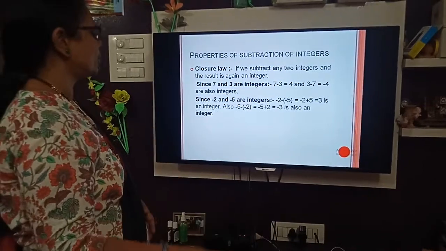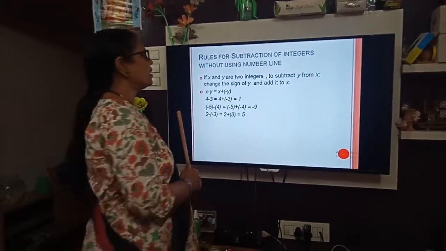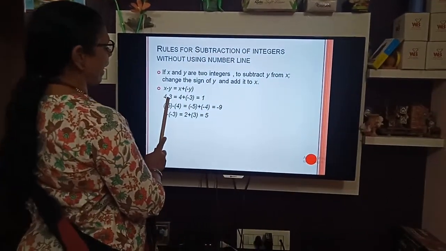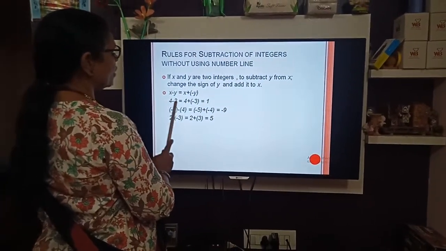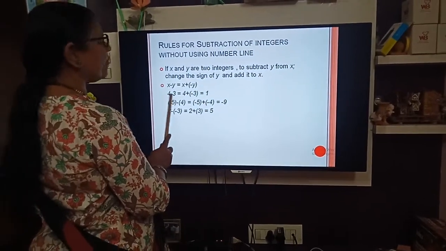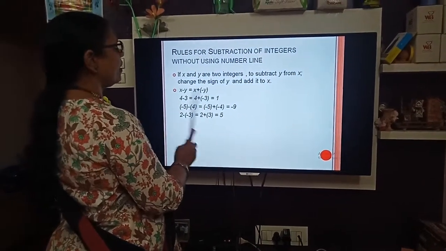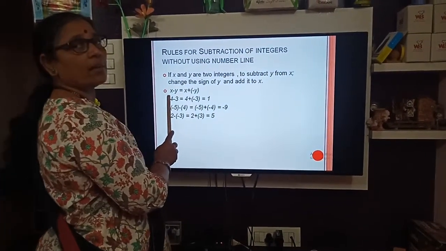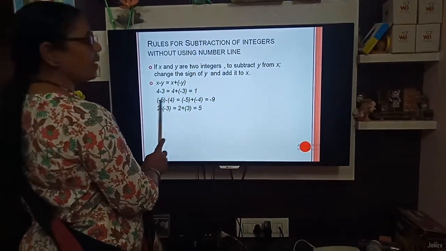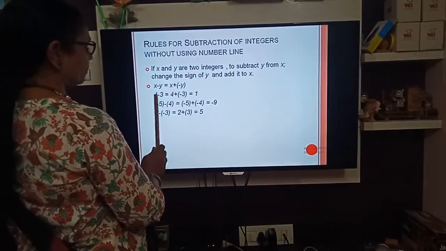In general also, we can explain this like a rule. 4 minus 3, here 4 is positive, 3 is negative. If both of them are of different signs, we have to subtract the values. Then we follow the sign of the bigger value. Here it is positive. One is positive, one is negative.